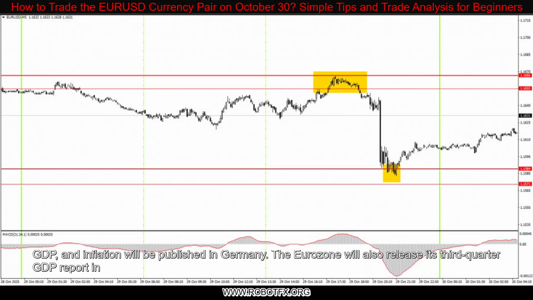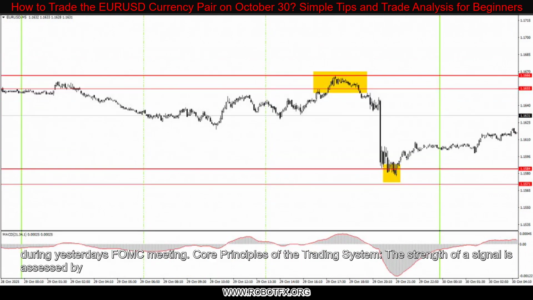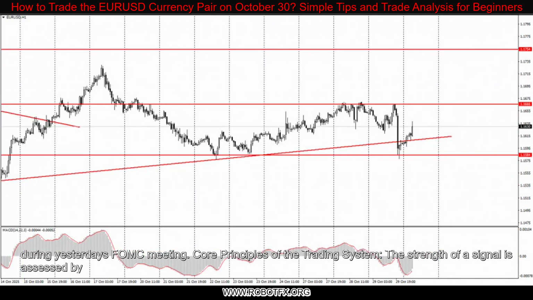provoke a reaction. In particular, data on unemployment, GDP, and inflation will be published in Germany. The Eurozone will also release its third-quarter GDP report in a first estimate, along with the European Central Bank meeting, which may provoke the same emotion-driven trading seen during yesterday's FOMC meeting.